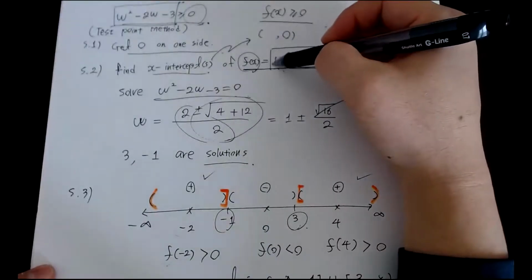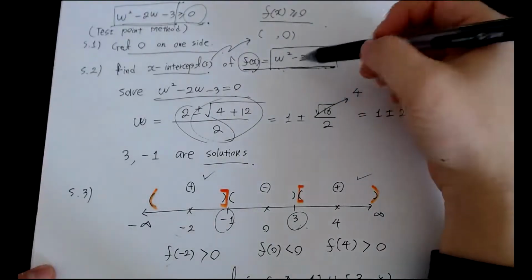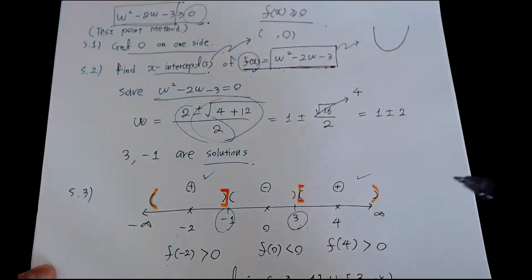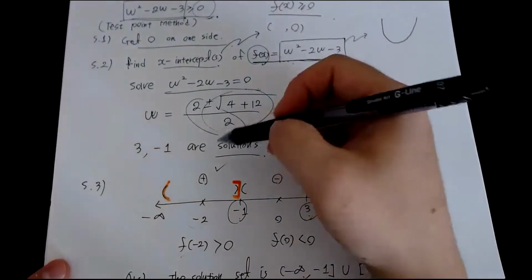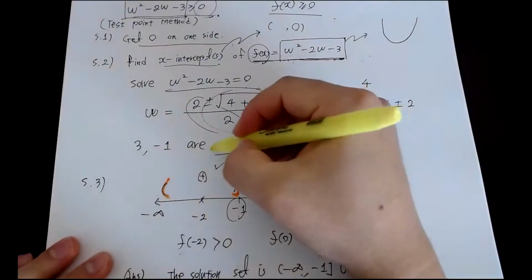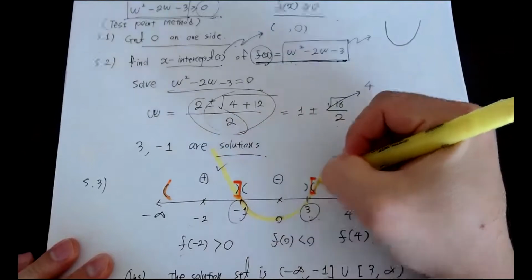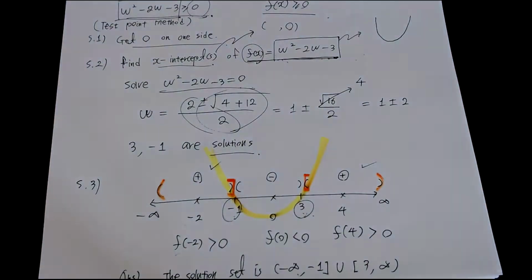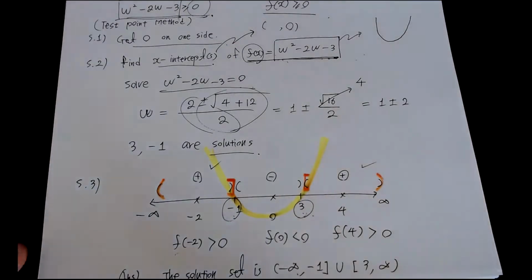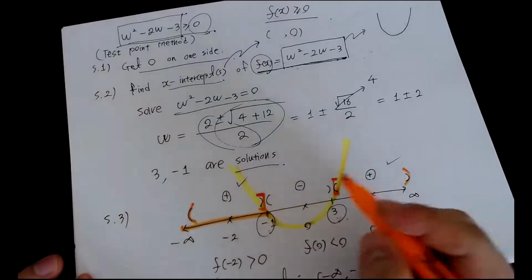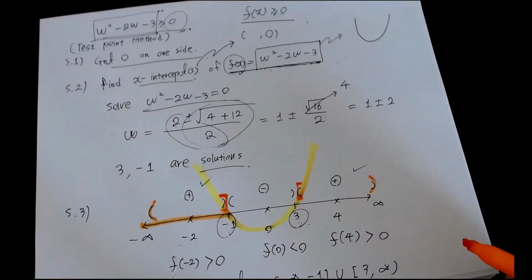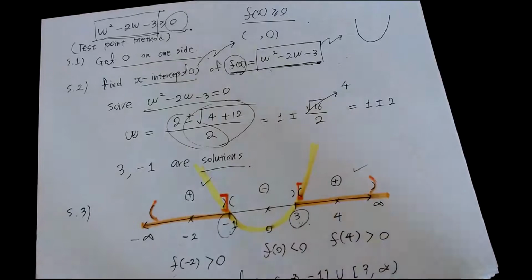See that the leading coefficient is 1, which is positive, so the graph of f of x must be a parabola that opens up, and we know that the parabola should cross the two x-intercepts, -1 and 3, right? So the graph must be like this, like that. Okay, we know that, right? So now we see that from -infinity to -1, since the graph lies above the x-axis, f of x must be positive, and from 3 to infinity, the function value is positive too.